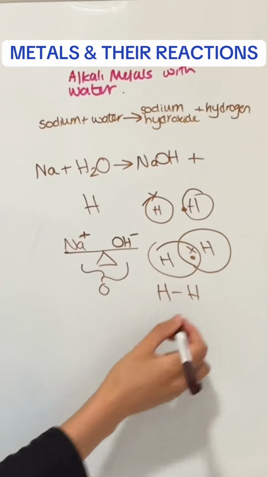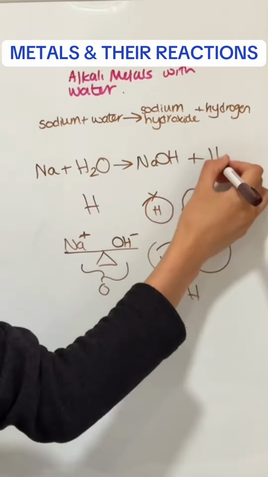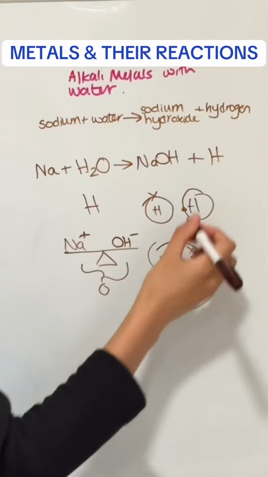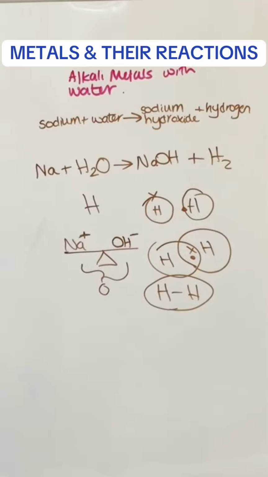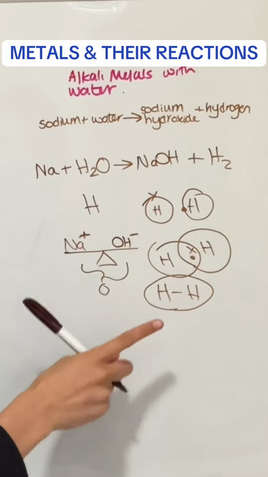So it's H-H. How many hydrogen atoms do you see per molecule of hydrogen? It's H2. So this is the formula of hydrogen: H2. It exists as a diatomic molecule, and this is covalent bonding.